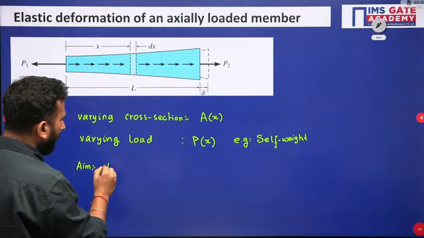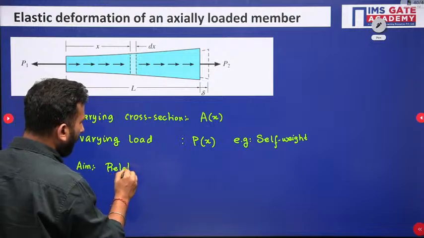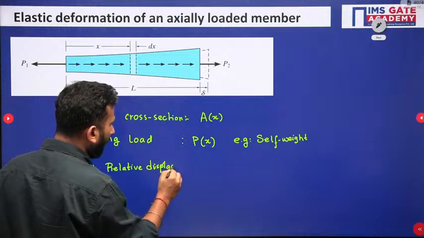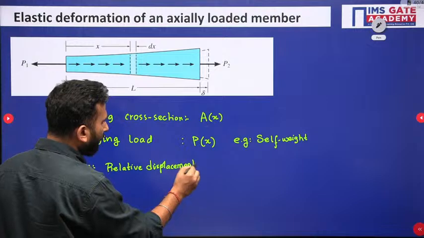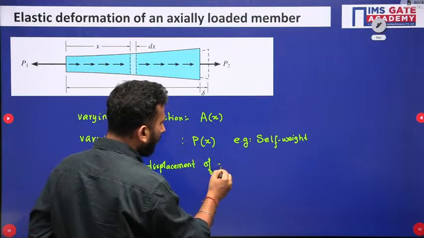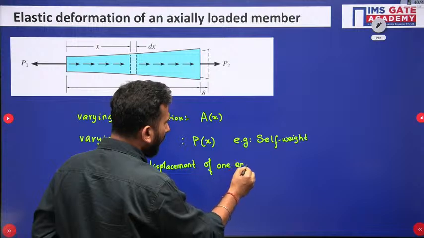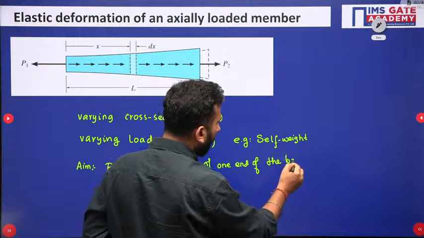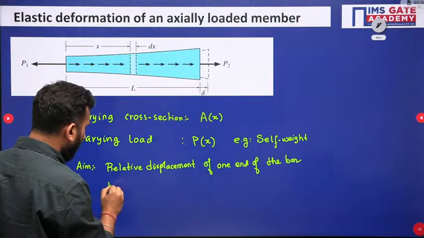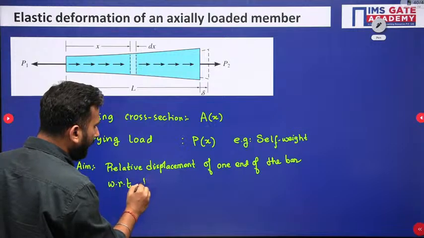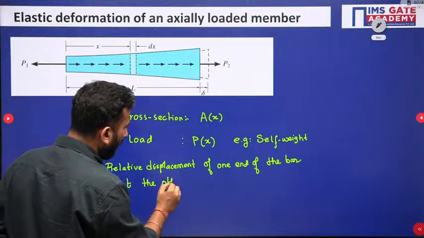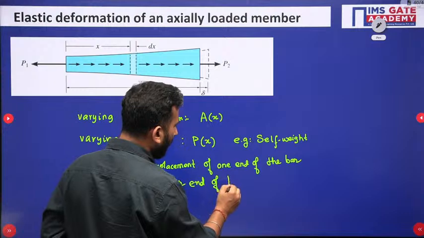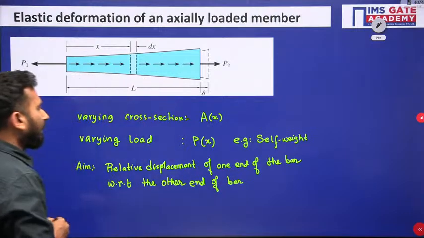I have to find the relative displacement of one end of the bar with respect to the other end of the bar. This is the objective.